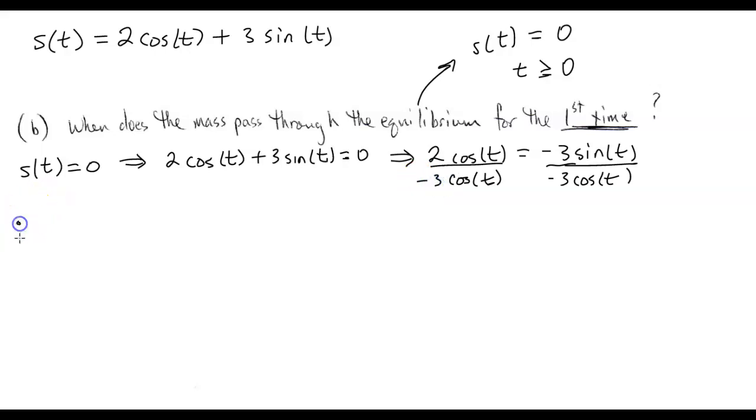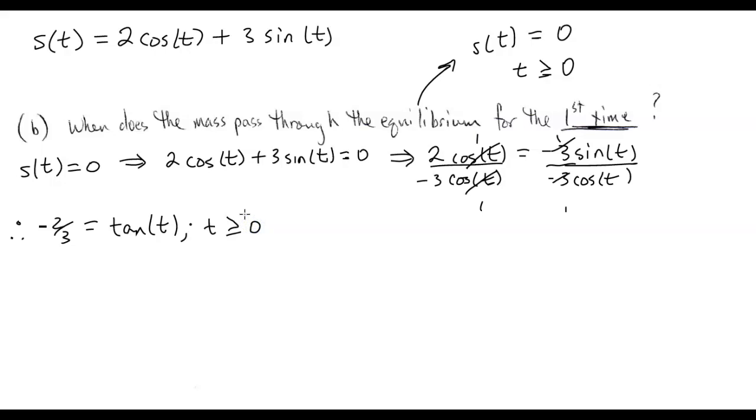So if we do that, then what we end up with is -2/3 is equal to, that reduces to 1, that reduces to 1, sine over cosine, which is tangent t. So now at this point, again, we're asked, when does this mass pass through the equilibrium for the first time? And remember here that we are considering values of t that are greater than or equal to 0.